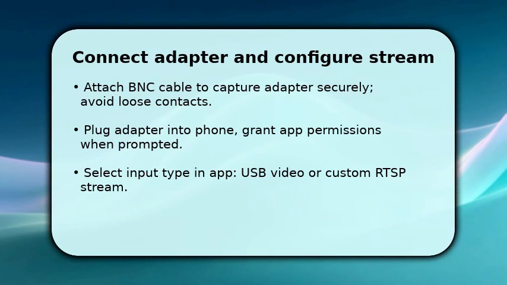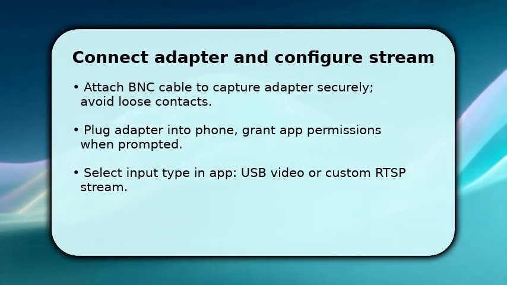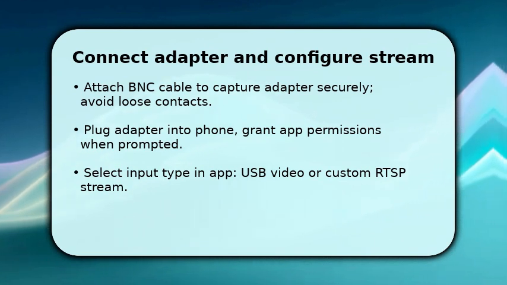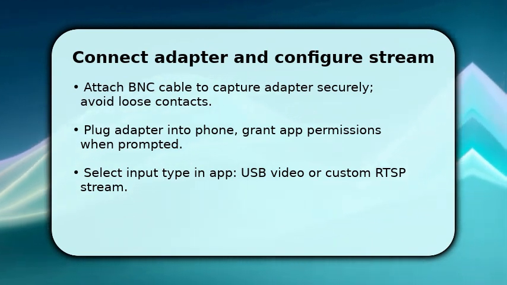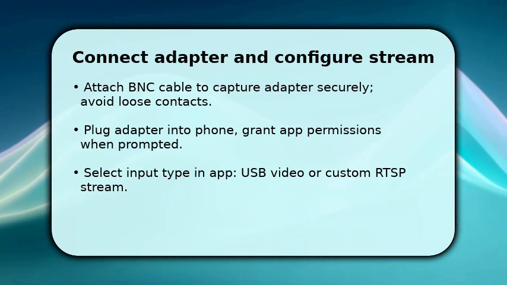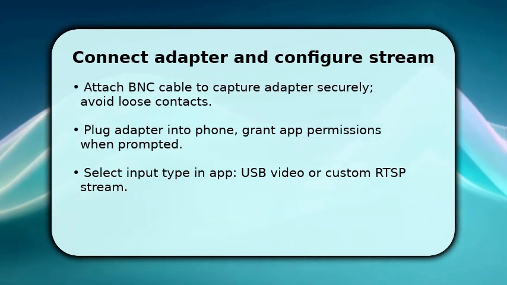Now connect the BNC to the capture adapter and then plug the adapter into your phone. You need a firm connection so the analog signal is stable. Open the app, grant microphone and camera or USB access. Without permissions, the app can't process the incoming video.